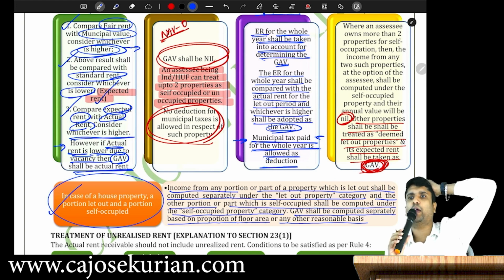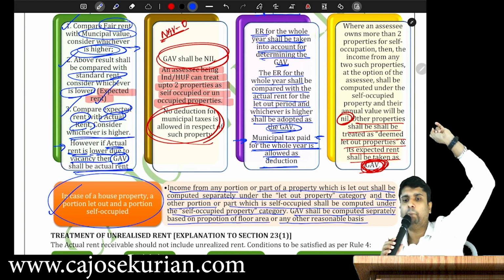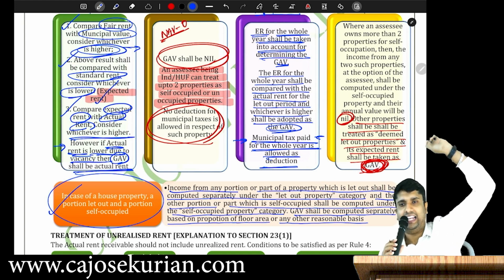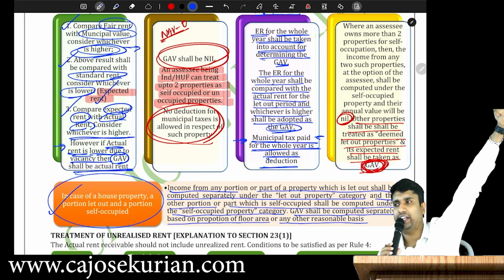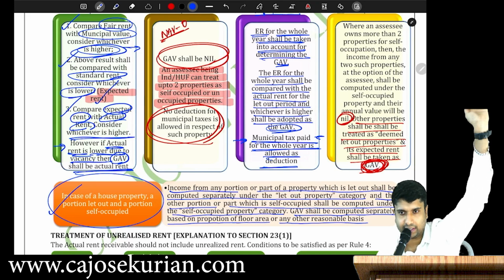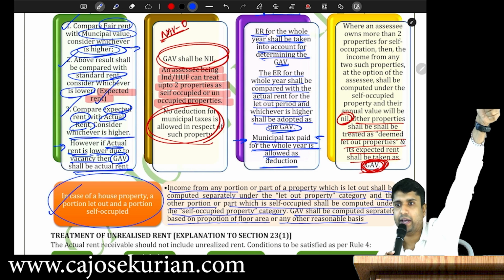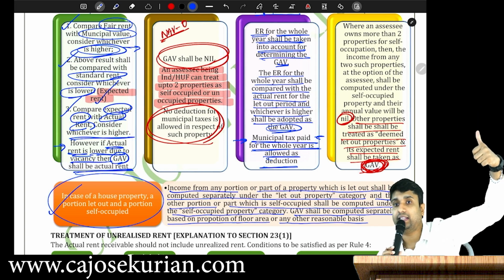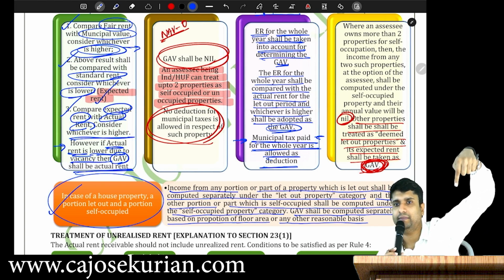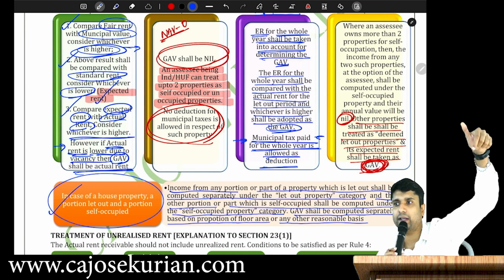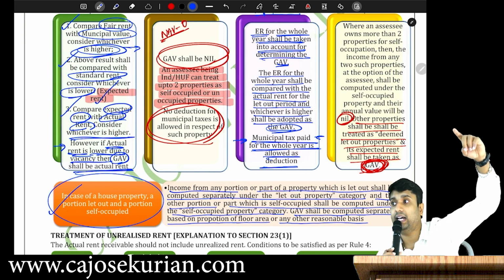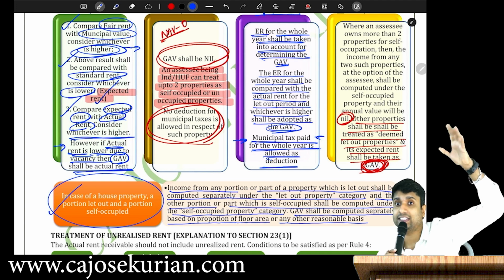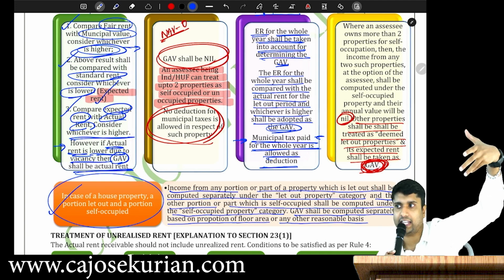Which are the 5 types of property? Number one, let out property. How do you find out gross annual value? Compare the expected rent with municipal value and pick the higher. Compare that with the standard rent and pick the lower, which is said to be the expected rent. Then compare that expected rent with the actual rent. If the actual rent is less due to vacancy, then GAV shall be the actual rent.